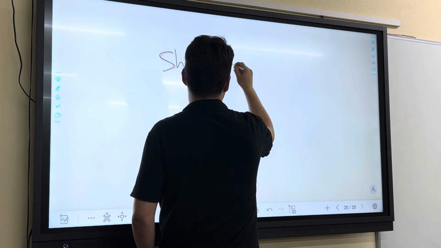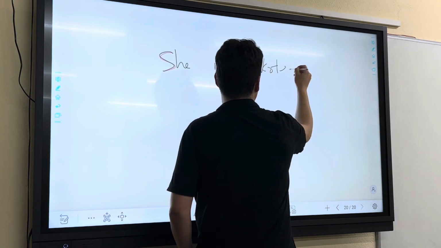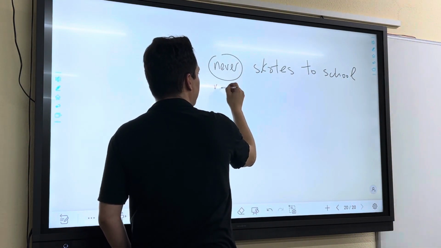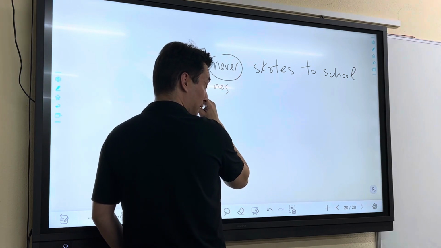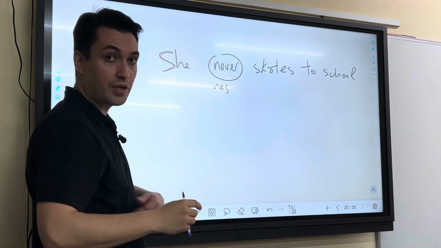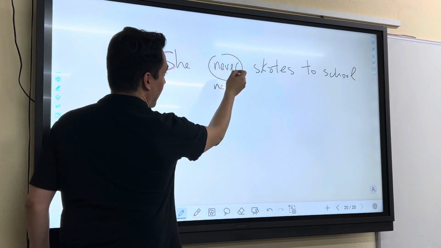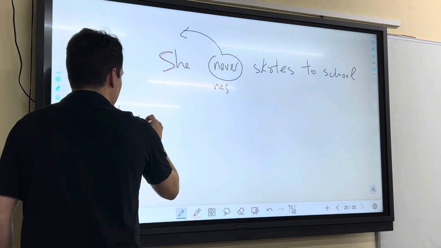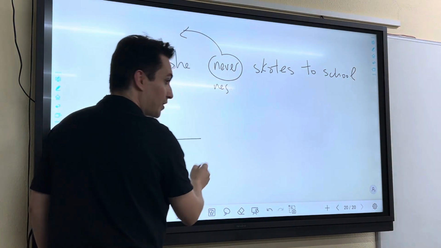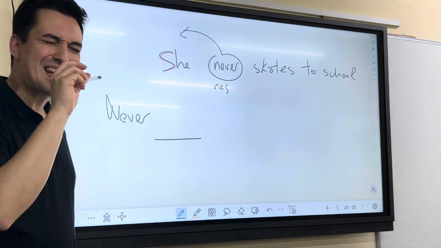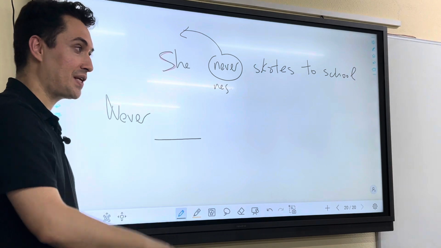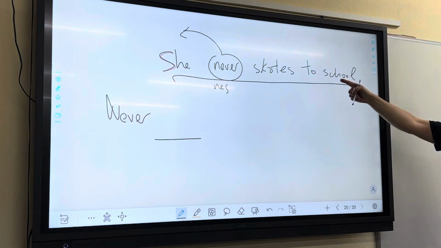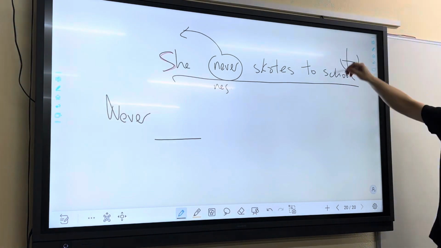"She never skates to school." This is a negative, yeah? A negative adverb of frequency. You can do an inversion there. The negative adverb of frequency, you can place it at the beginning. "Never." But when you place it at the beginning, you need an inversion, and you need to use the grammar of a question in a positive sentence. Is this a question or a positive sentence?